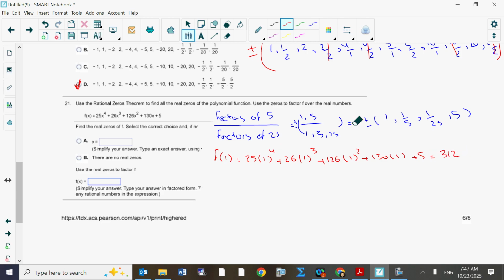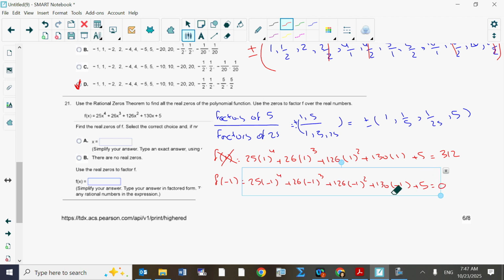It's not 0, so 1 is not a zero of the function. Now, this time, let's try negative 1. So 25 times negative 1 to the 4 plus 26 times negative 1 to the 3, 126 times negative 1 to the 2, 130 times negative 1, plus 5.